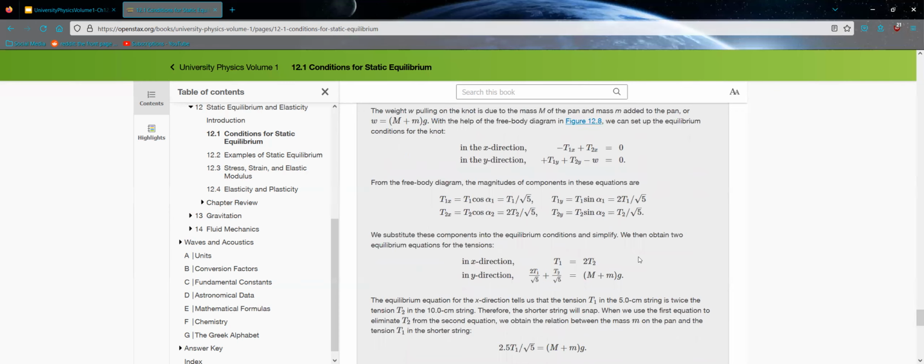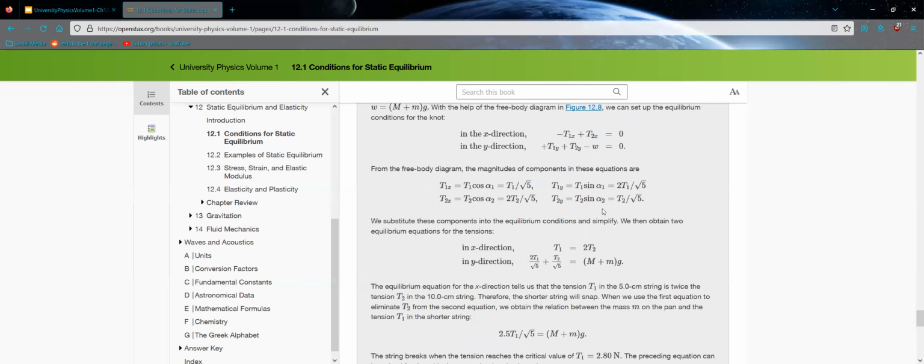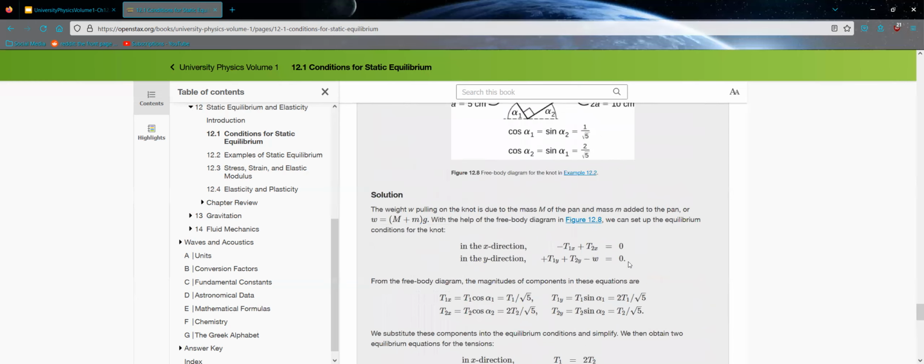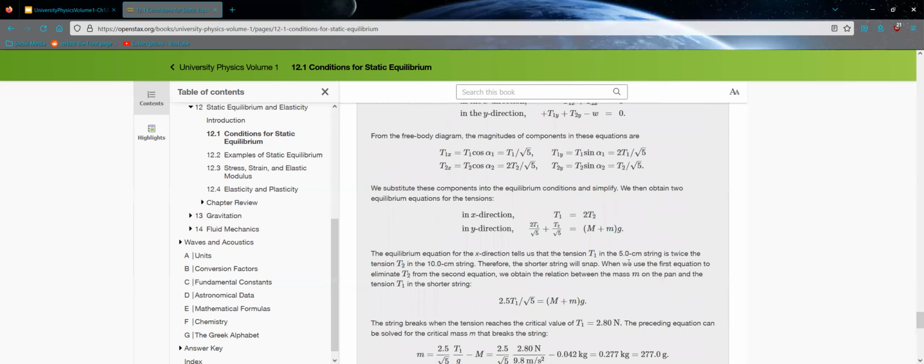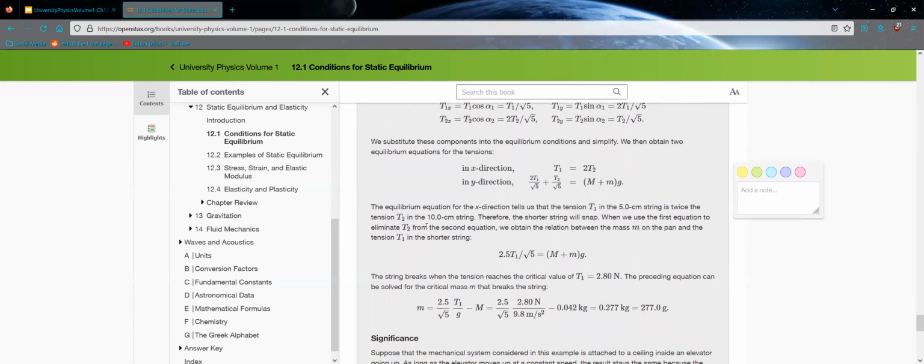So we have all the components of the static equilibrium in terms of purely x and y components, and we know that everything needs to sum up to zero. Fantastic. And notice when we do this, we also have masses involved, right? Because, as shown here, the y direction has that gravity component, which is the mass of the plate plus any additional mass you add to it to snap the string. Or as said here, the equilibrium equation in the x direction shows us the tension T1, the 5 centimeter string, is twice the tension of T2, right? We have this 2 here for a reason. Therefore, the shorter string will snap.